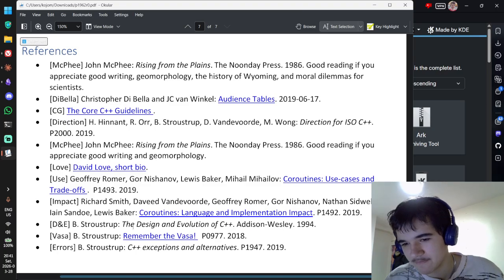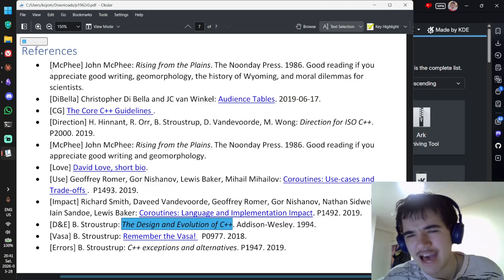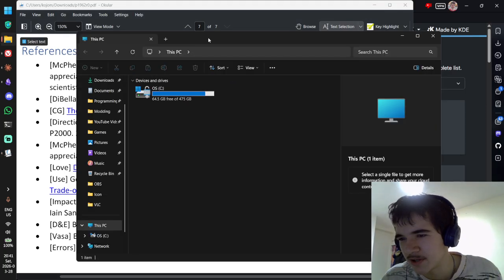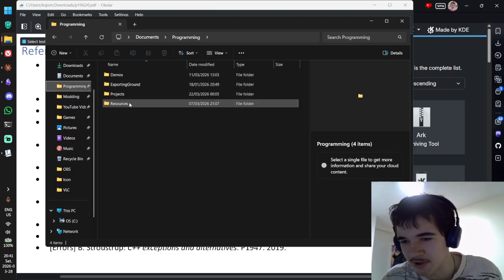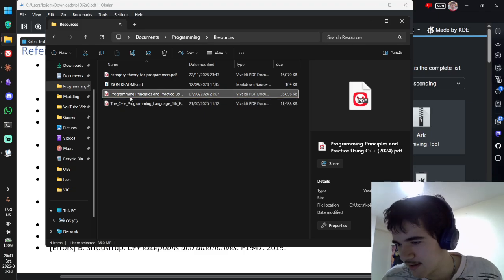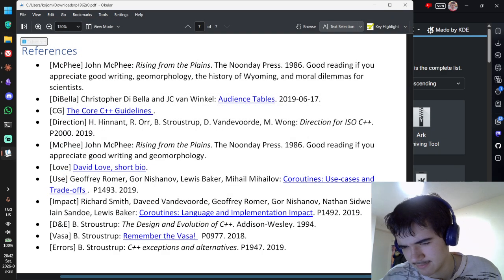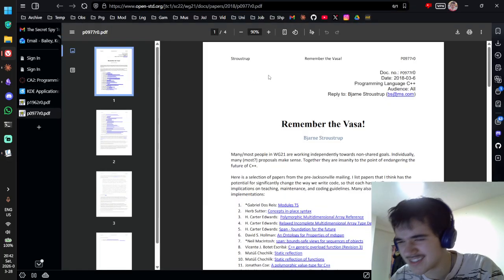Wait, is this a book? The Design and Evolution of C++. I swear that's a book I've wanted to get my hands on. Wait, do I have it? Hold on. Do I have this book like on me? I might actually have it, but I just low-key forgot. I have Programming Principles and Practice, which I guess is different. I don't know. Okay, so remember the Vasa?